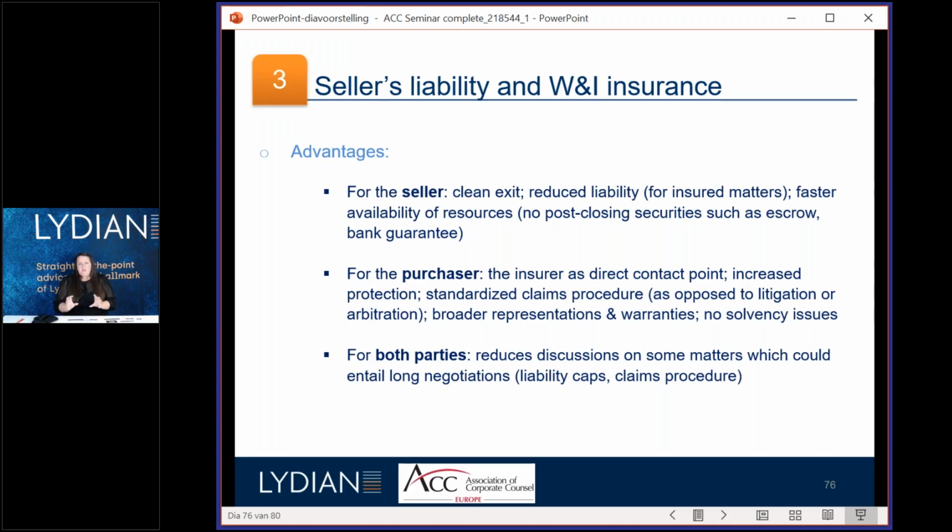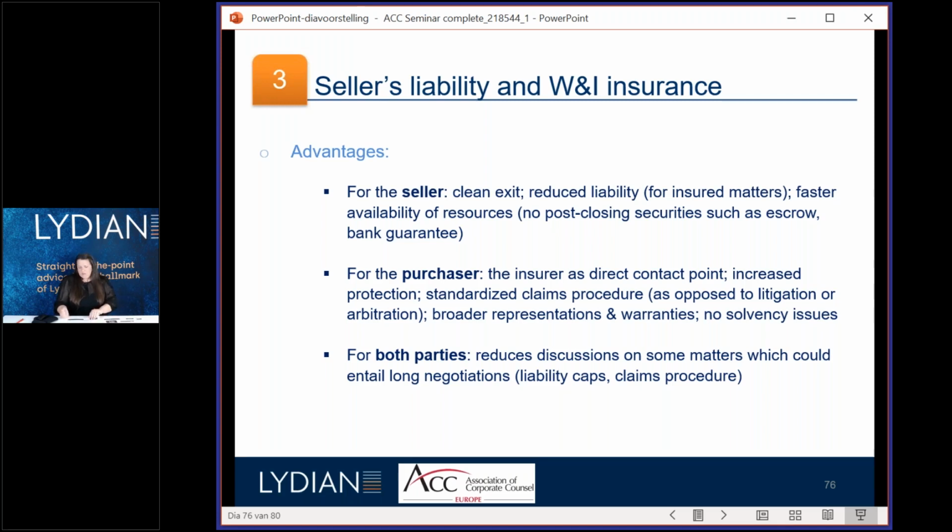For the purchaser, there's a side advantage as well, which is that instead of dealing with the seller, who's maybe a business partner, you may not want to sue him because maybe the seller still is active in the management of the business, you act against the insurer. So it's a completely other party. It makes the claims procedure easier, and there's no solvency issue as well, or at least way less than with any party. And the advantage then for both parties is that the discussions, at least on the acquisition agreement, are reduced, especially on the liability clause, the liability cap, and the claims procedure.